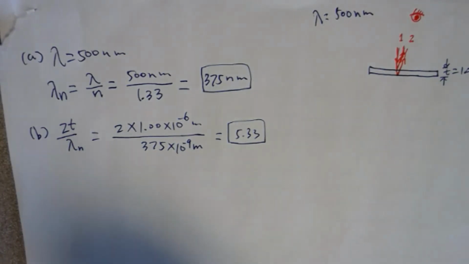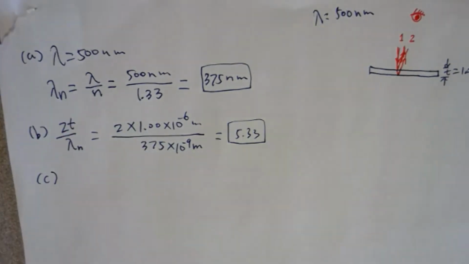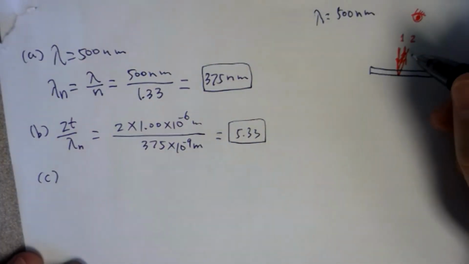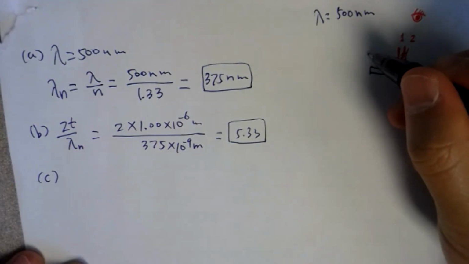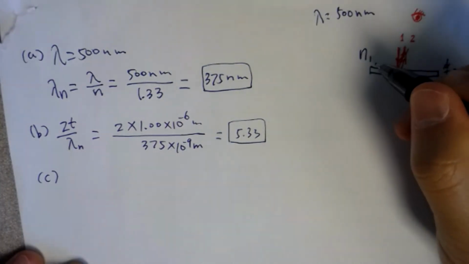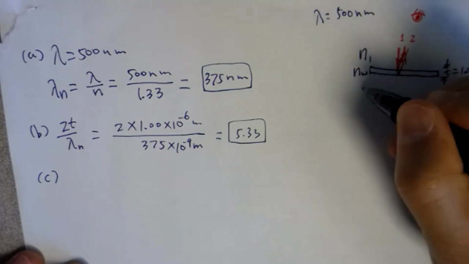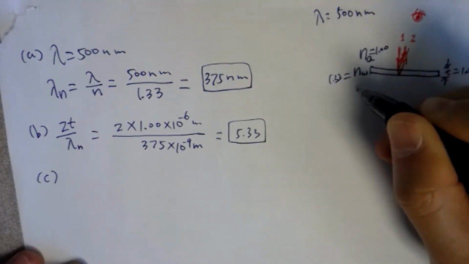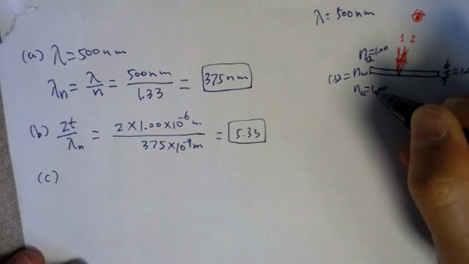For part C, it's asking: the film has air on both sides. What's the phase difference between the wave reflected from the front surface and the wave reflected from the back surface? So we are talking about phase difference. Remember, in this case, we have to analyze the scenario. This is air, let's call it n1, and then this is water, n_w, of 1.33, and then air again, 1.00, on the other side of the film.